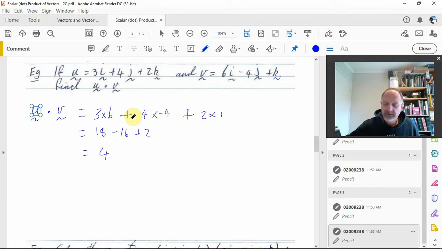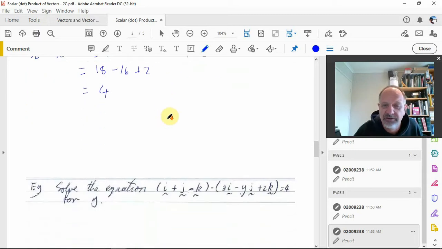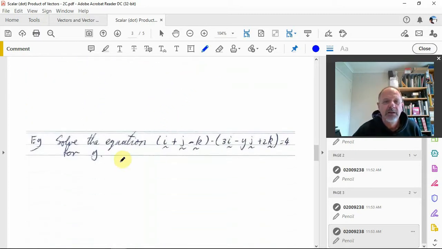All right, so we can use that in different ways. It says solve the equation i plus j minus k dot 3i minus yj plus 2k equals 4 for y. So what we're doing is trying to find what this y is, this coefficient in the j component of this particular vector, so that the dot product of those two vectors is 4.